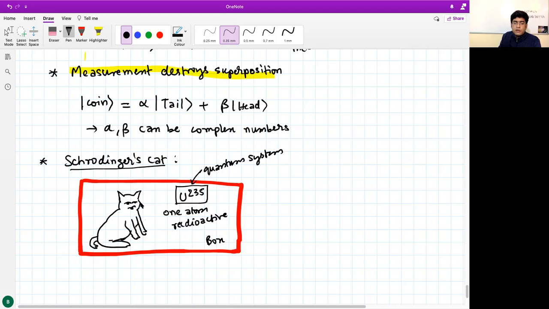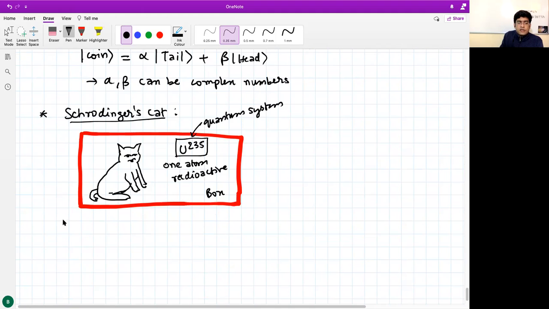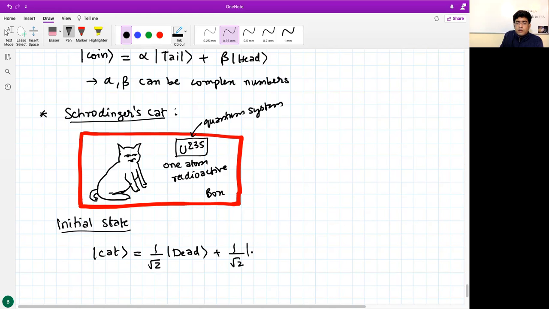The outcome of whether the cat is alive or dead becomes quantum mechanical, even though the cat is classical. Now, in this case, the initial state of the cat, when we put it into the box, after the box is closed, we have this state that cat is equal to 1 by √2. Let's say this is a 50-50 chance of the emission. So this is 1 by 2, this is alive. Now this is called the mixed state. When we have a superposition, that state is called mixed state.